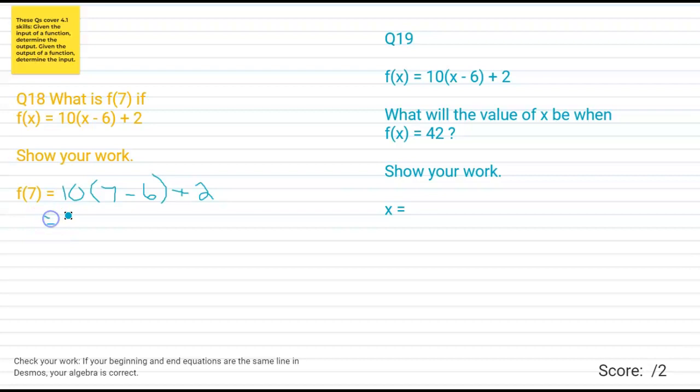So 10 times (7 minus 6), because we do the grouping symbols or parentheses first. This is 1. And then plus 2. And 10 times 1 is 10. So we have 10 plus 2. And then that equals 12. So f of 7 equals 12. If you were writing that as a point, the x would be 7 and the y would be 12.